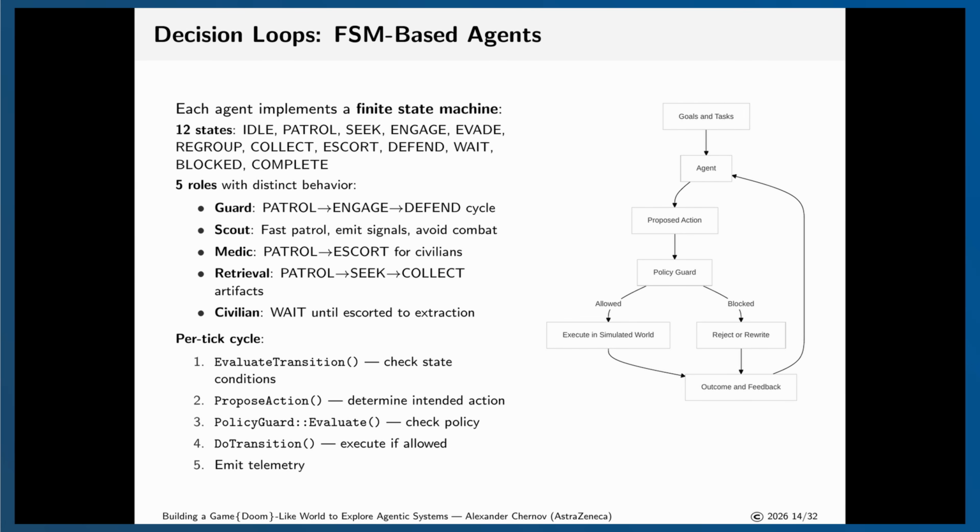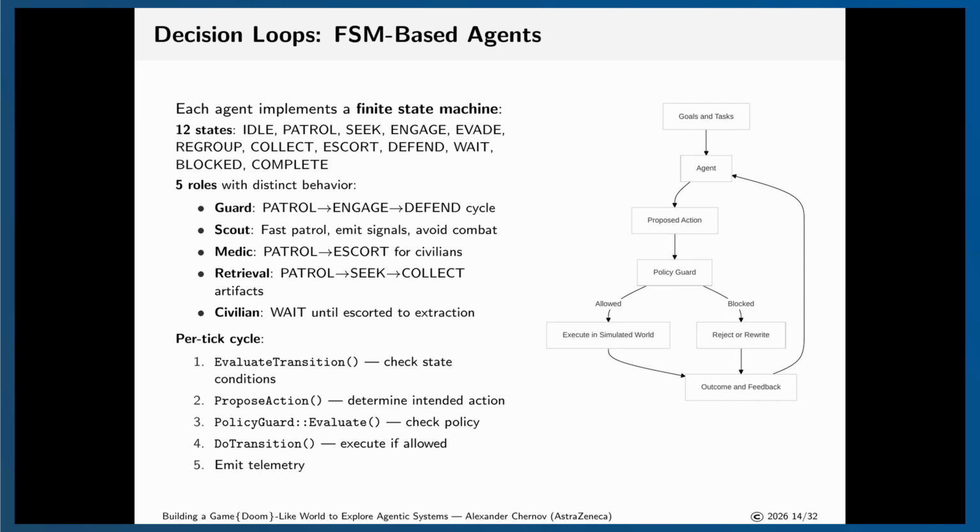So we have decision loops. As I said, we implemented finite state-based agents. Not necessarily do they communicate to an LLM, but they have certain states like idle, patrol. They define 12 states: seek, engage, invade, regroup, collect, and so on and so forth. Using our vision, we can see our evil characters playing within the room, and we can assign certain functionality within those states. We also have 5 roles: guard, scout, medic, retrieval, and civilian. Not all of them are used, but for example, scout or guard: as you see, I start shooting, they run away, they run at me, and start assembling and attacking. This is a reaction to what's going on there.